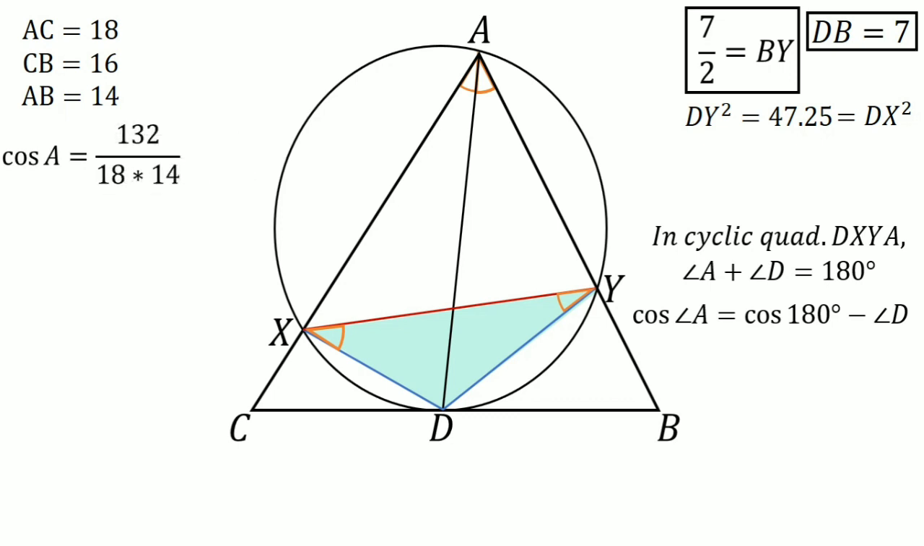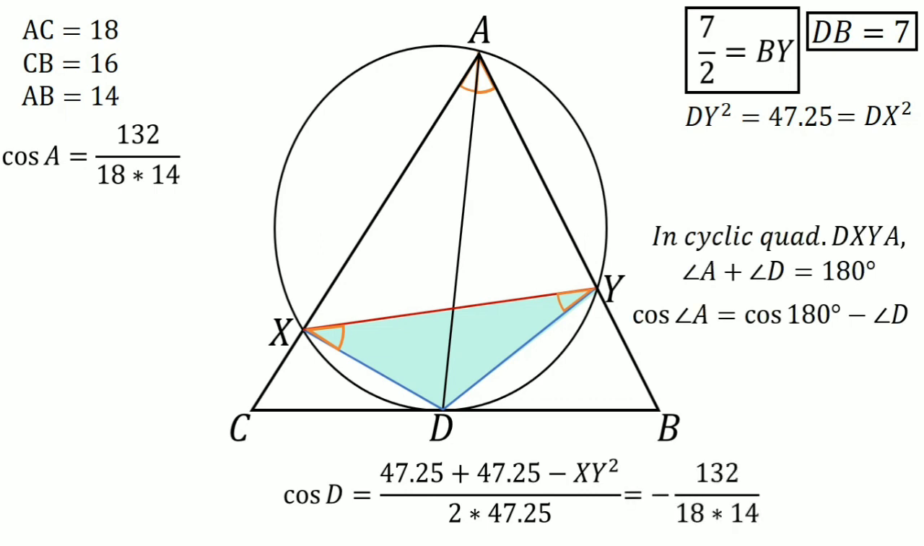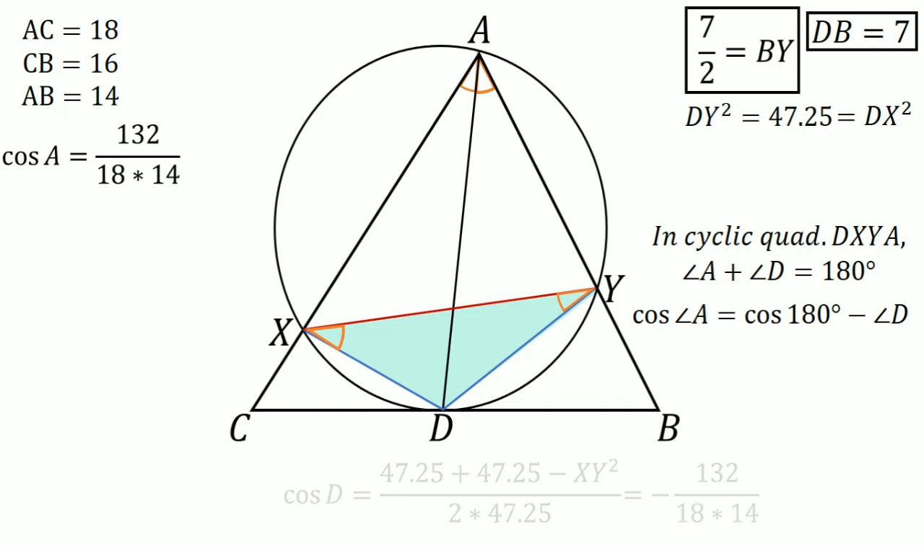So cosine of angle D is equal to XD squared plus DY squared minus XY squared, divided by 2 times DX times DY, and putting in our values that we found previously, we have this. And cosine of angle D is also equal to negative of cosine of angle A, which is equal to 132 divided by 18 times 14. Now doing further simplifications, we have got this, and finally XY squared is equal to 144, which is the square of 12. So we have XY is equal to 12.